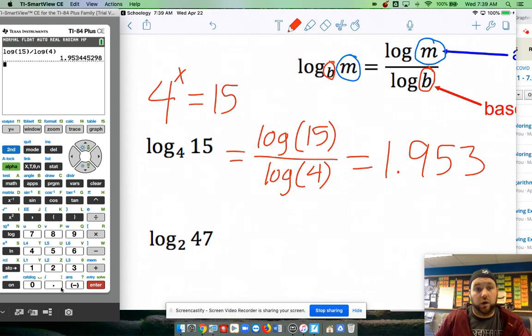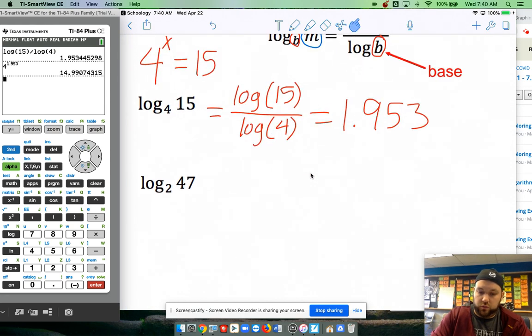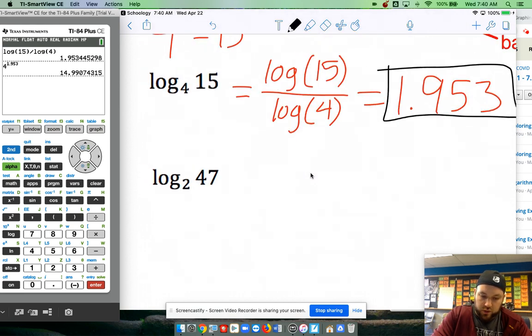Okay. Now, again, just to check our work, what that means is if I go 4 to the power of 1.953, I get a number that's very, very close to 15, 14.99. This is why it's important that with logarithms you don't round too early. If you just said like 1.9 or 2.0, that's not going to equal 15. It's going to equal 16. So we're going to add to the number of decimals that we hold on to when we're dealing with logarithms.